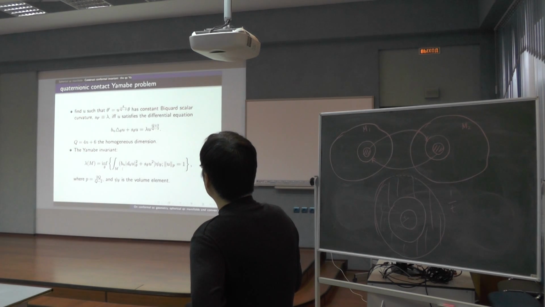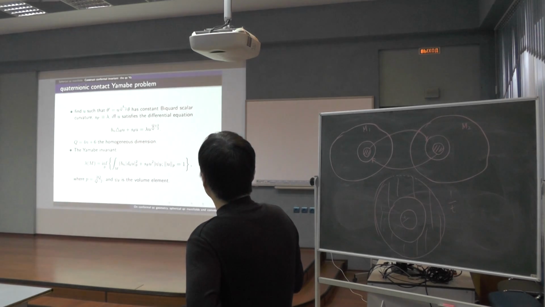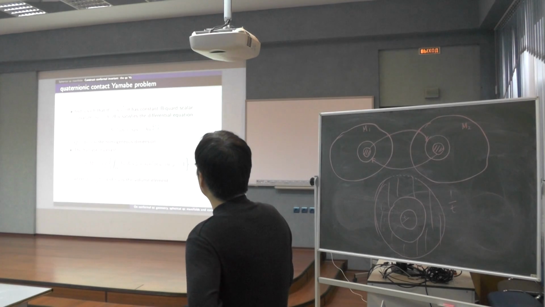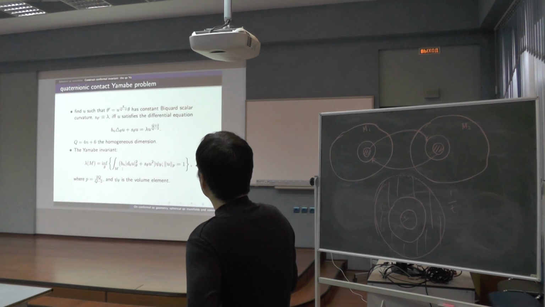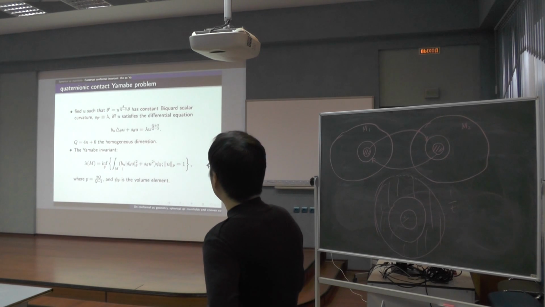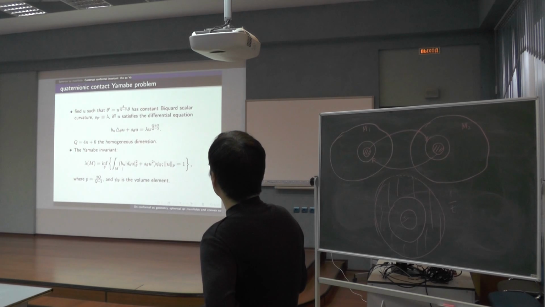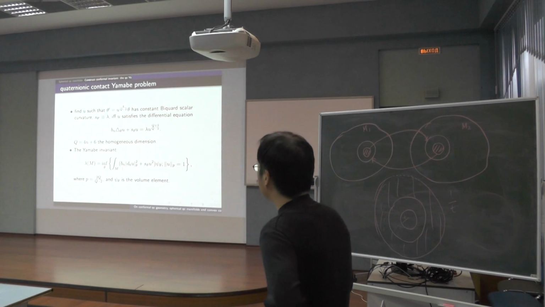So what's the quaternion contact Yamabe problem? That means we find a conformal theta prime equal theta times some positive function such that theta prime has constant Webster scalar curvature. This is the quaternion contact Yamabe problem. Such U exists if and only if you satisfy the Yamabe equation. The operator applied to U is some constant scalar curvature times U equal lambda U to the power (Q+2)/(Q-2).